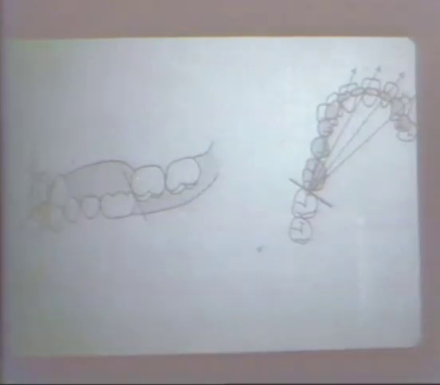And I think you now understand that each and every restoration needs to be checked for occlusion, not only at centric relation, but at centric occlusion and the two points in between. Therefore, each and every time you do a restoration which involves the occlusal surface, you do need to check centric relation. We now come to some of the important things clinically.